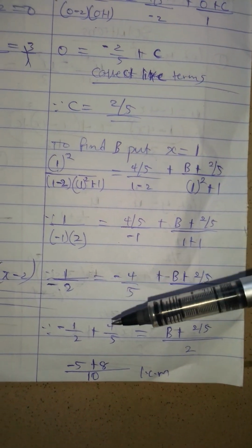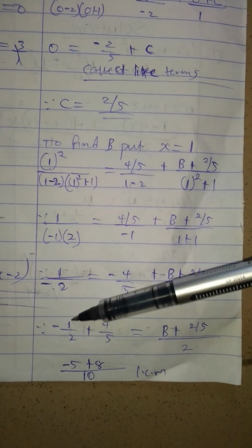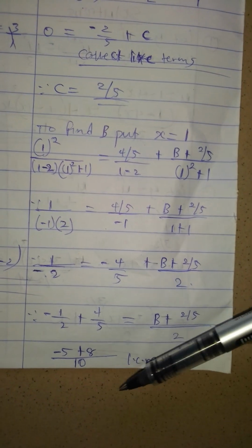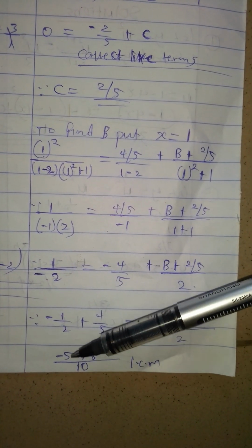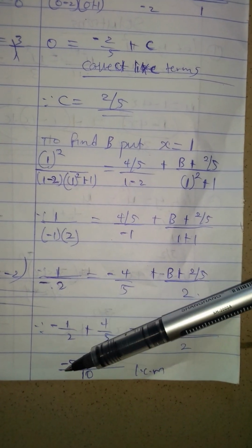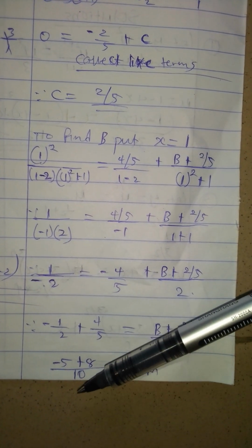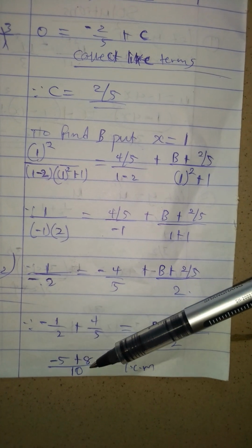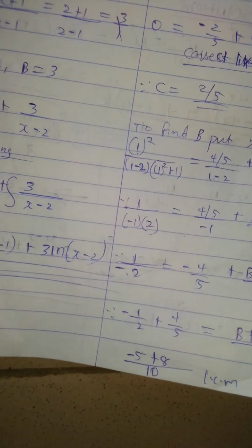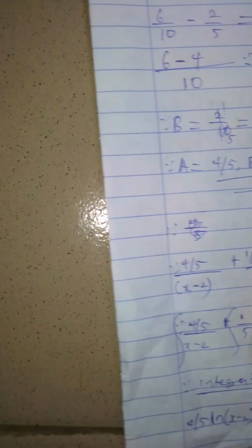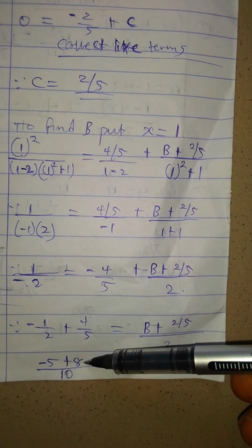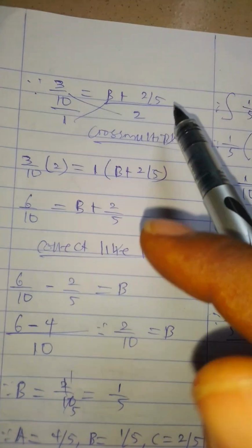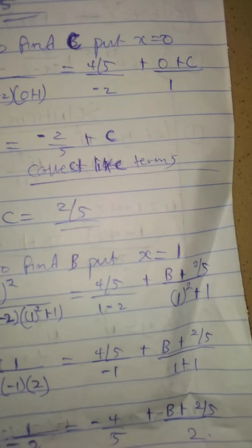And therefore, what do you do? This crossover becomes plus. So minus 1 over 2 plus 4 over 5 will give you what? Finding the LCM of 2 and 5 is 10. So 10 divided by 2 is 5, 5 times minus 1 is minus 5. Bring down your plus. 10 divided by 5 is 2, 2 times 4 is 8. So minus 5 plus 8 will give you 3 over 10.